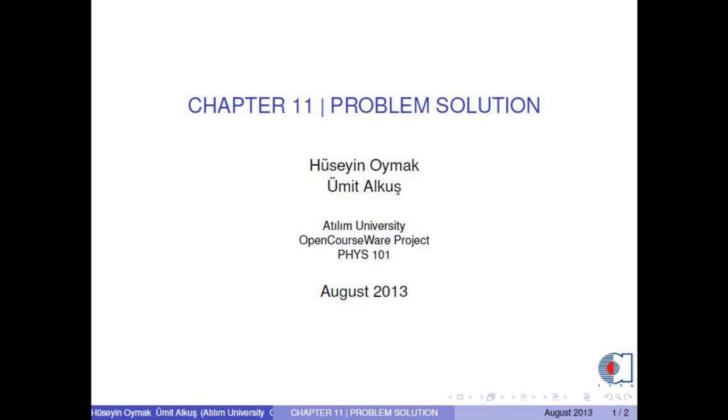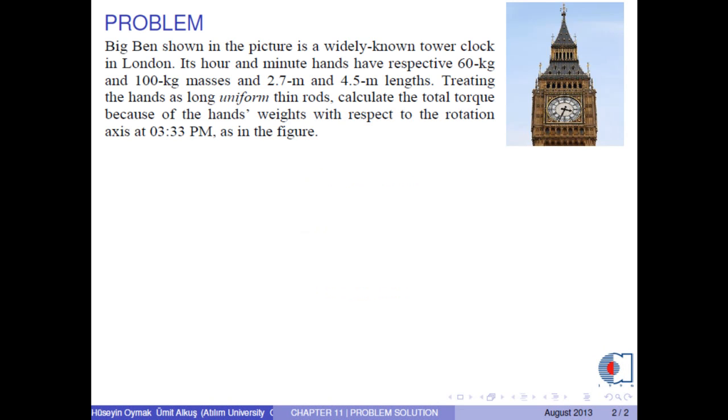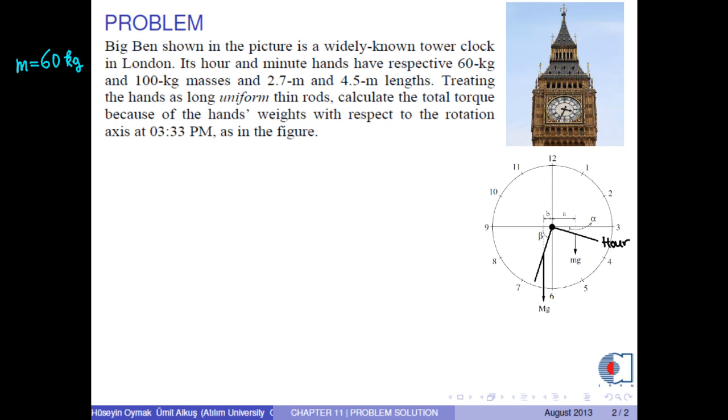In this video, we will solve one problem in Chapter 11. Big Ben shown in the picture is a widely known tower clock in London. Its hour and minute hands have respective 60 kg and 100 kg masses and 2.7 meter and 4.5 meter lengths. Treating the hands as long uniform thin rods, calculate the total torque because of the hands' weights with respect to the rotation axis at 3:33 p.m. as in the figure.